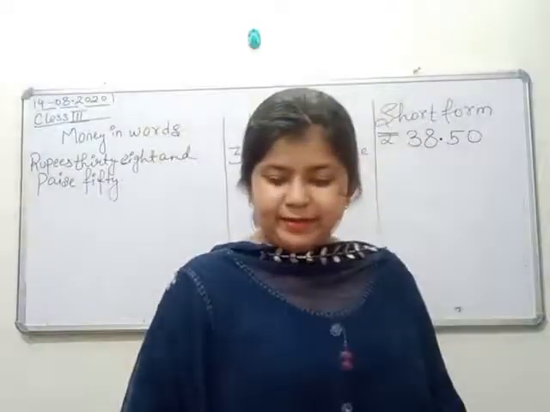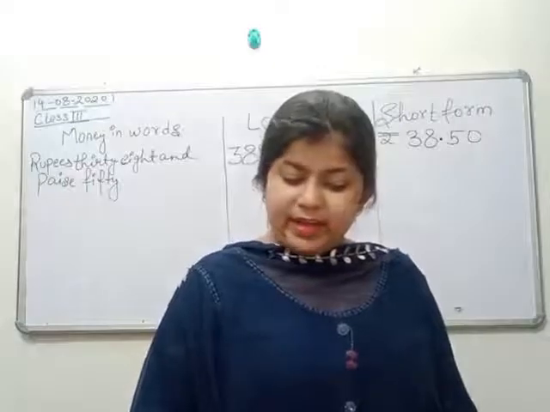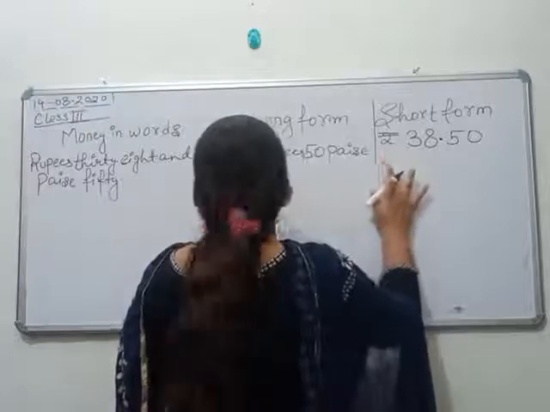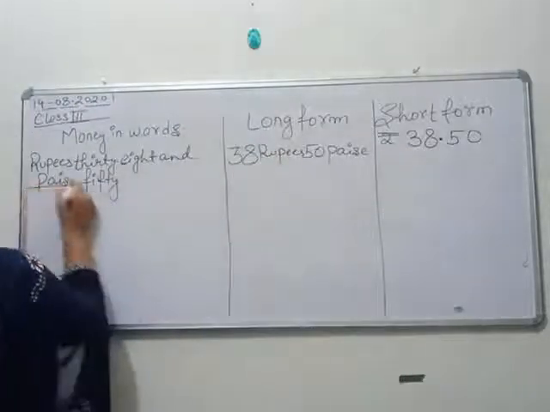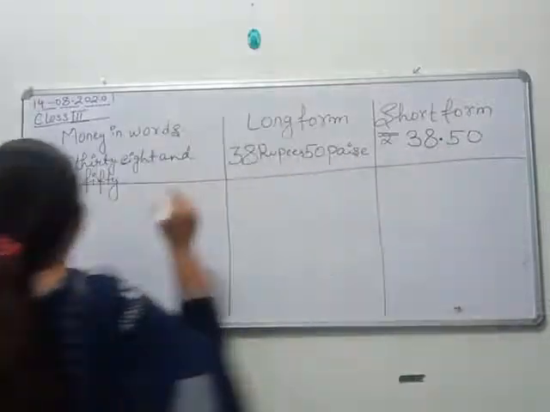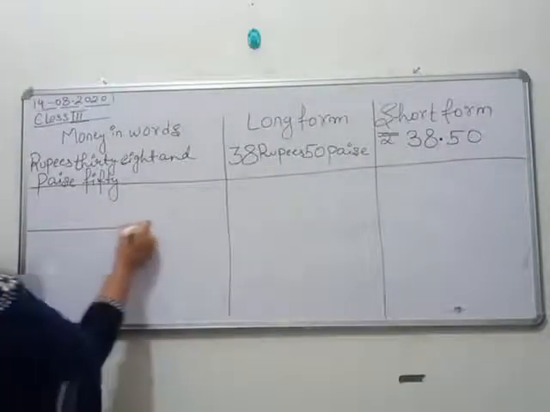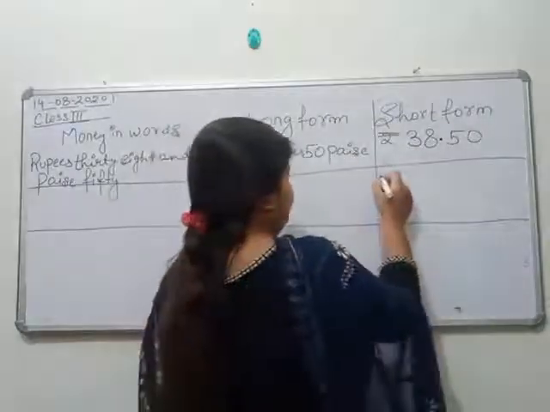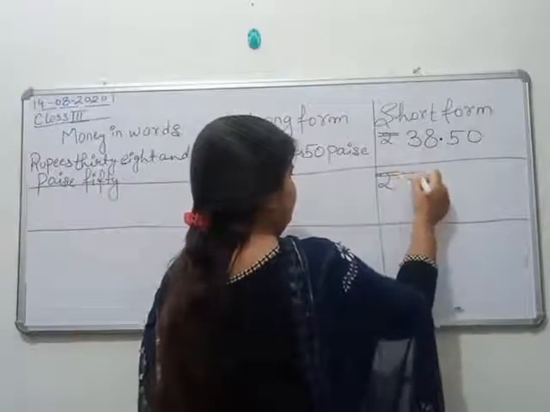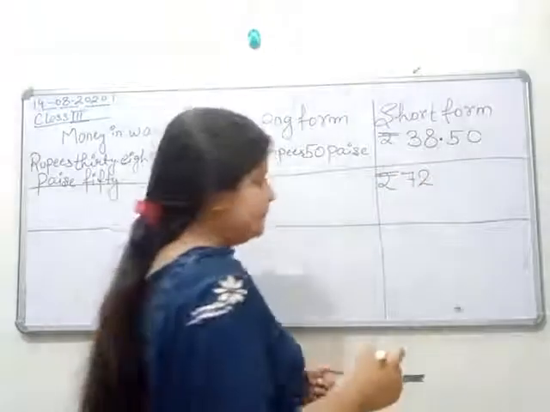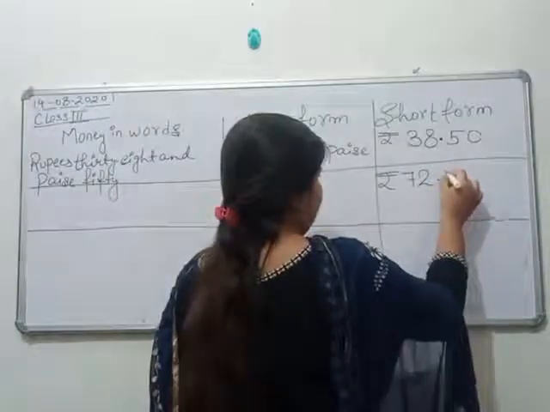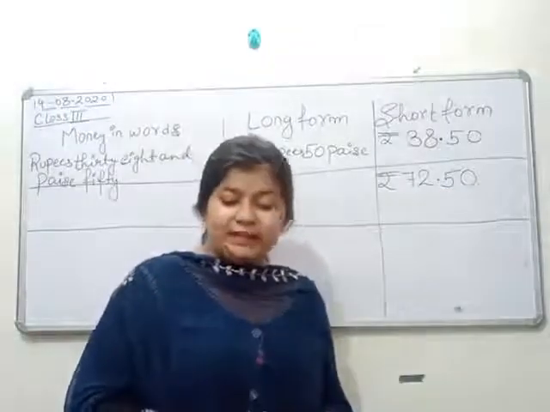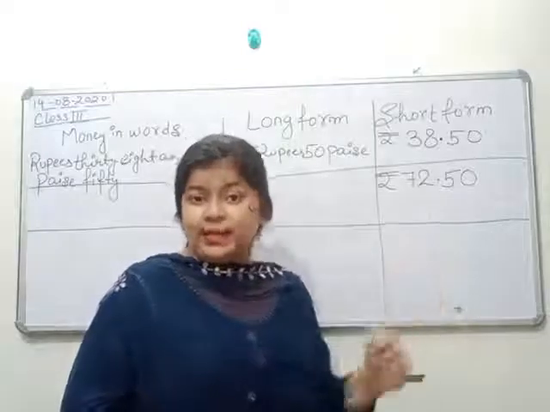Now, moving ahead. Next we are having this amount. Let us write it. To avoid the confusion, I am going to make some lines. Okay, so I am going to write the next question. The next question is 72.20. That means 72 rupees and 20 paise.